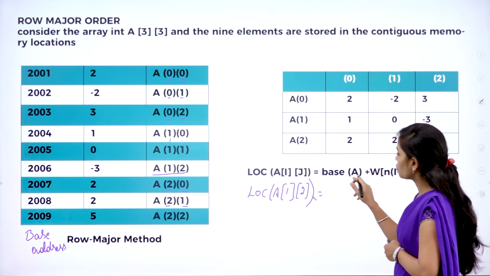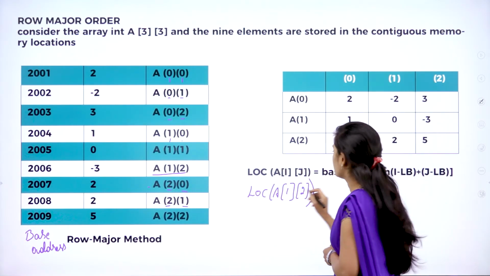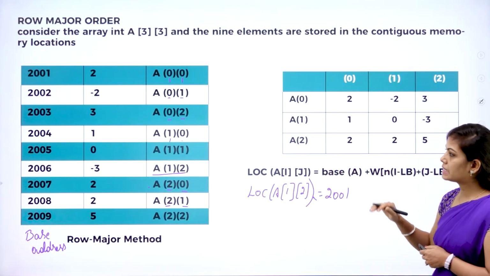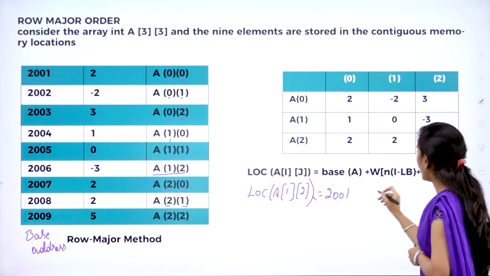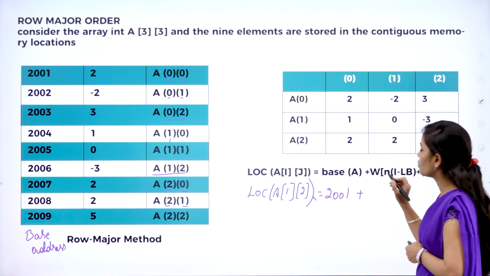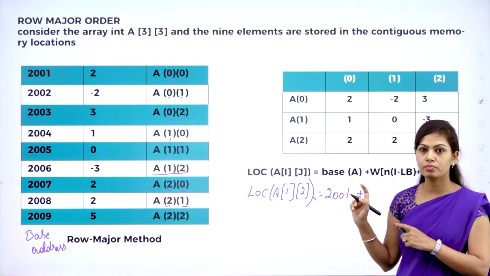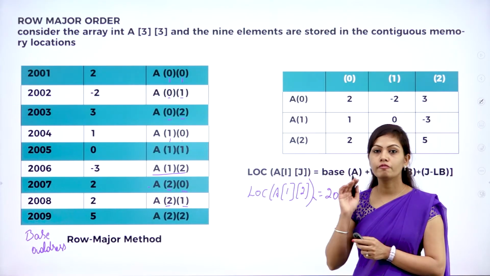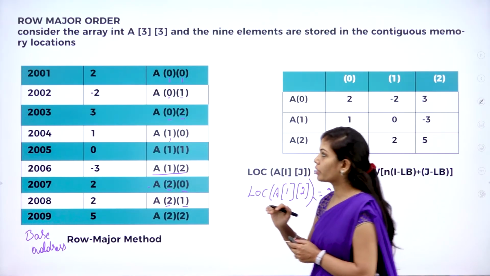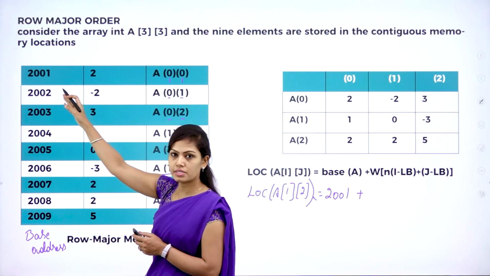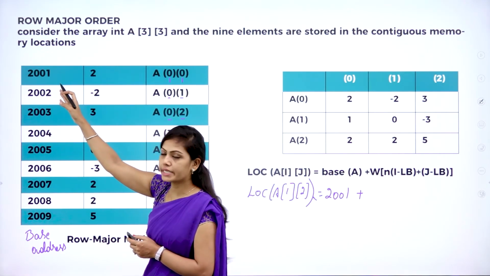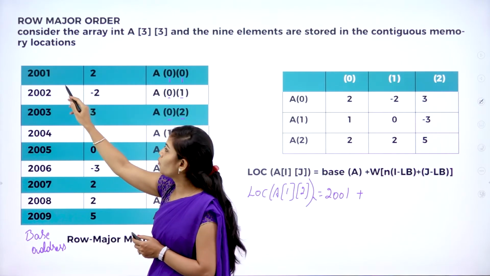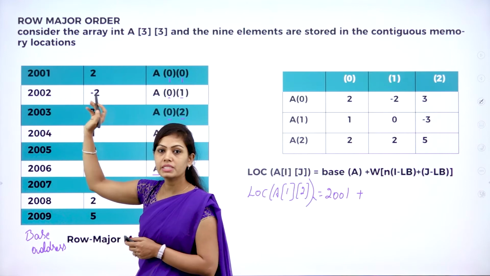It is equal to, so what is the base address? It starts from 2001, that is our base address, 2001, plus the value of W. So, what do you mean by W? W means the width of each memory location. This is called the starting address. 2001 is my starting address.